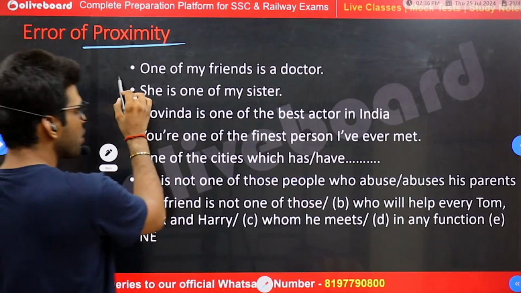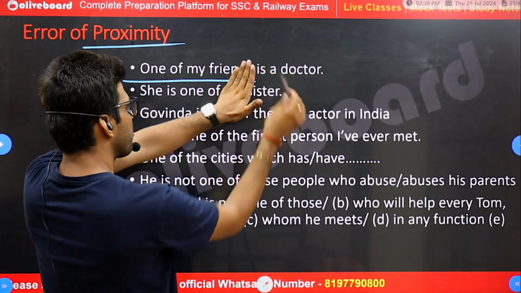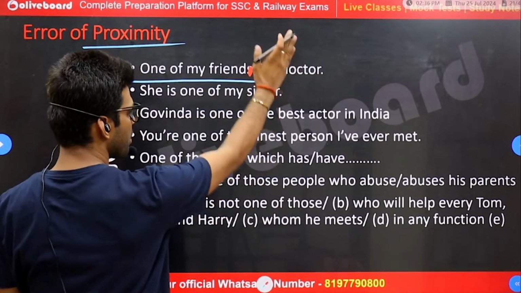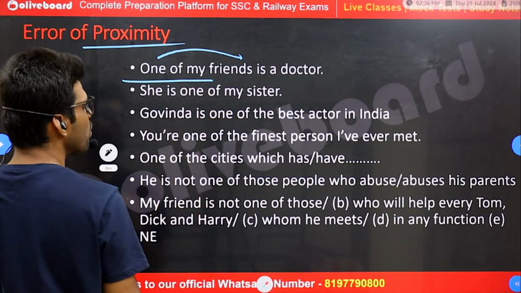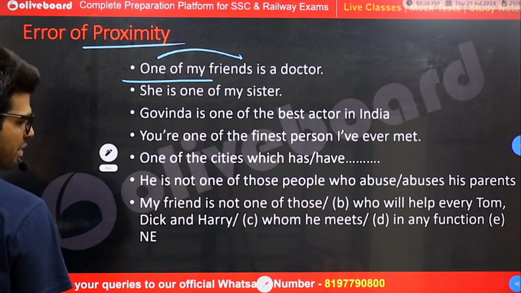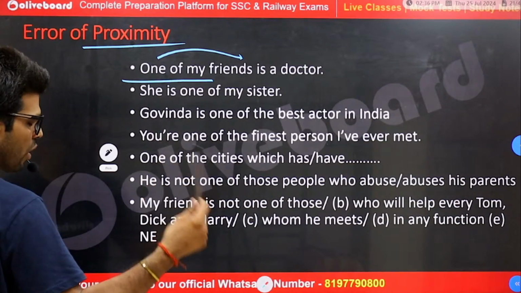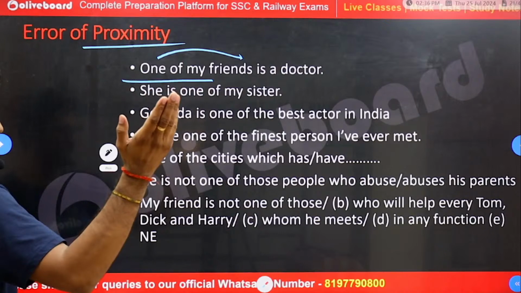So the first thing is, one of my friend shouldn't be there. If I say, for example, one of my friend is a doctor, that is more than impossible. If you're picking one, choosing one, there has to be more than one. If I have only just one digital pen, I cannot say pick one of these. I just have this one only. But I have many pens. You can pick one of those.